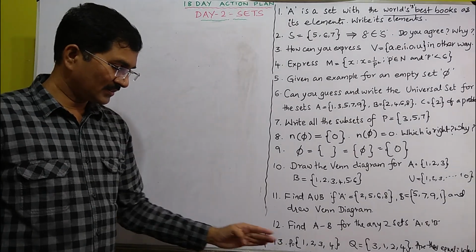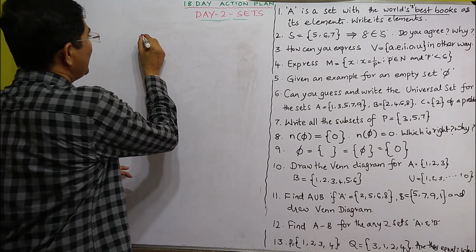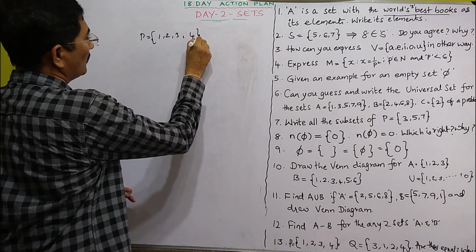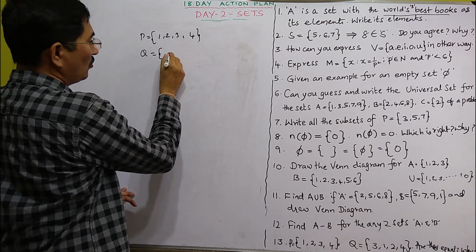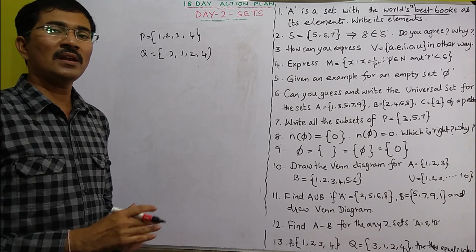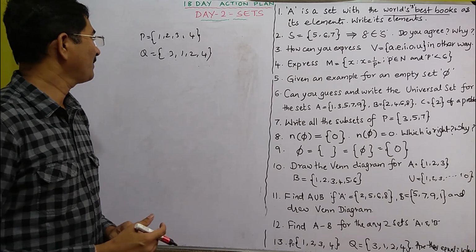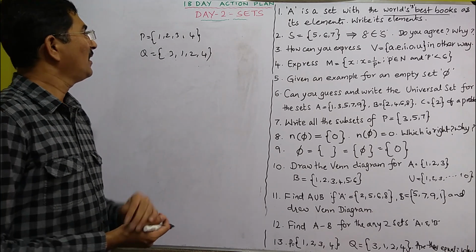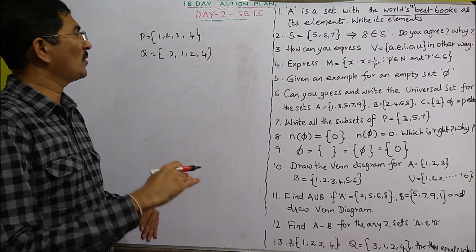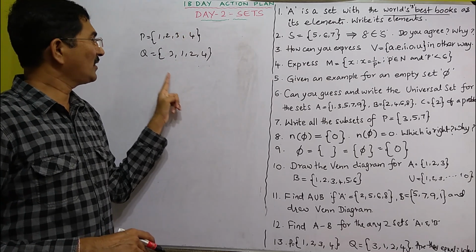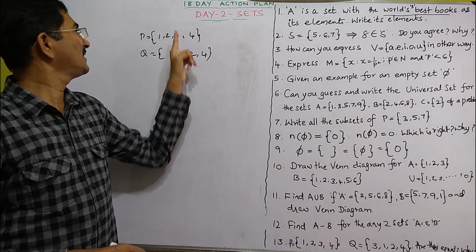Now coming to the 13th problem. P is equal to {1, 2, 3, 4}. Q is equal to {3, 1, 2, 4}. He asked whether they are equal or not. If so, why? How do we decide whether they are equal or not? Simple. We will check in both directions whether all the elements present in P are present in Q or not, and whether all the elements present in Q are present in P or not.